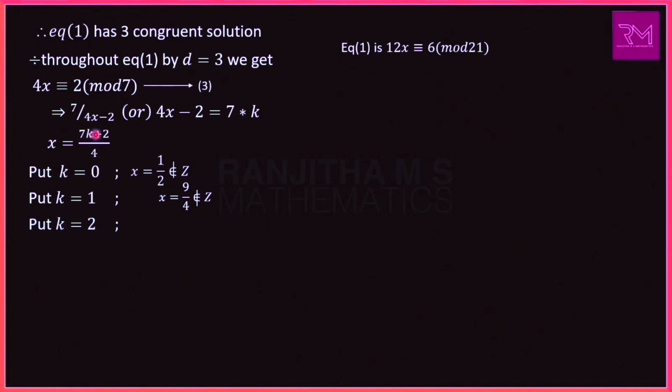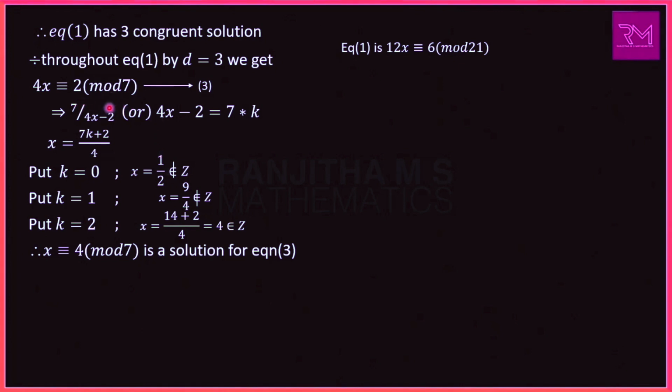We get 7 into 2 is 14, plus 2 is 16, by 4. We know that x is equal to 16 by 4. 4 ones are 4, so 4 fours are 16. Therefore we get x value as 4. That value belongs to the integers Z. Therefore we can conclude that x is congruent to 4 mod 7 is a solution for equation 3.